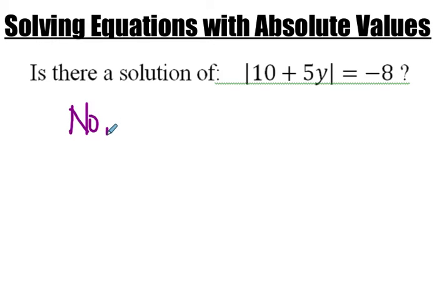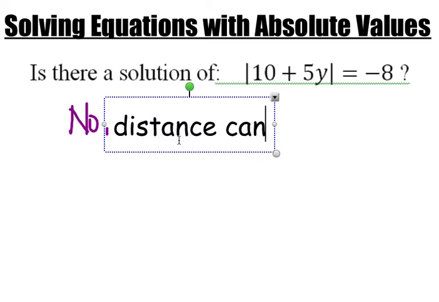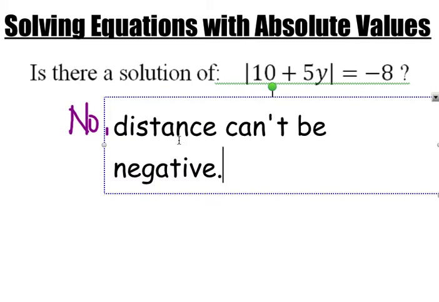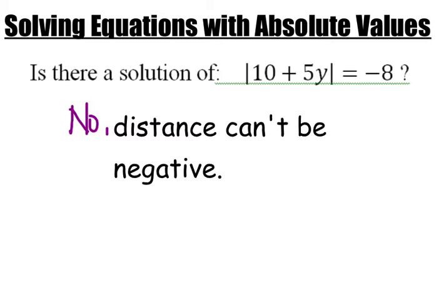And your reason that you cannot make that happen is because distance can't be negative. So what you need to think through there is I can't travel a negative number of miles, I can't travel a negative number of feet, I can't go a negative number of steps on the number line. So absolute value cannot equal a negative number.